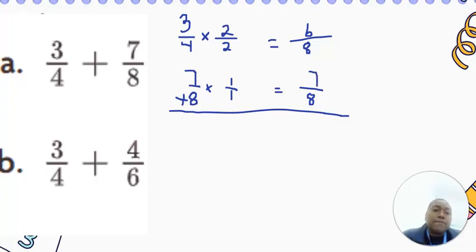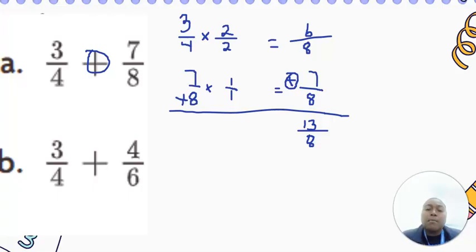Now for this specific fraction, we're going to be adding. So remember, when you rewrite these, please make sure that you're putting the correct operation there and circle it so you can remember. Now we go ahead and add 7 plus 6, and we know that's 13. And that will be 13 over 8.